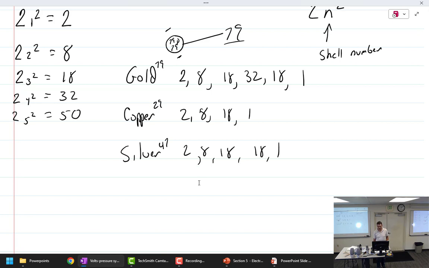So 1, 2, 3, 4, 5. It's on the 5th shell. This is the 4th, and gold was the 6th. Yeah, 6th. So you can see that gold is the gold standard, and then copper is the cheaper of them, and silver is kind of in the middle. But you can see that they all have 1 electron way out there.